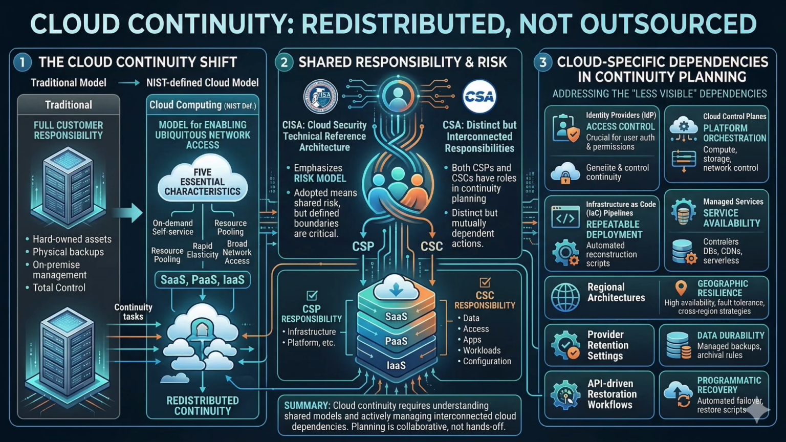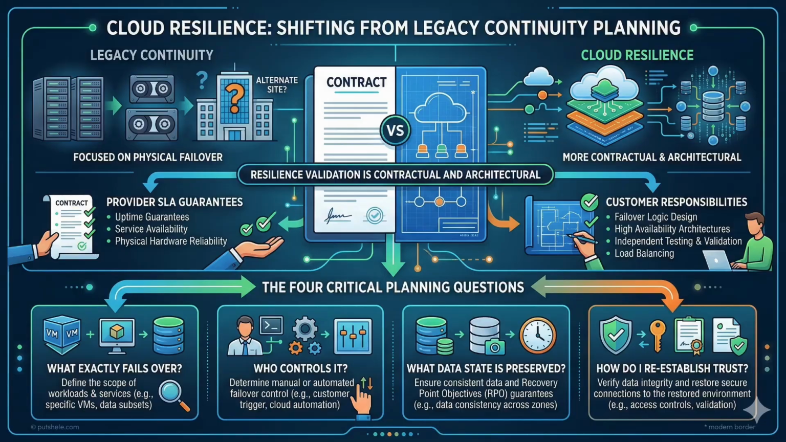In practice, that means continuity plans must address dependencies that are less visible in traditional environments: identity providers, cloud control planes, infrastructure as code pipelines, managed services, regional architectures, provider retention settings, and API-driven restoration workflows. The organization also has to validate what the provider actually guarantees in its SLA versus what the customer must design and test independently. Cloud resilience is therefore more architectural and contractual than many legacy programs expect.